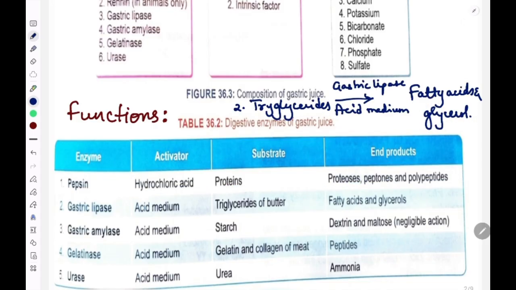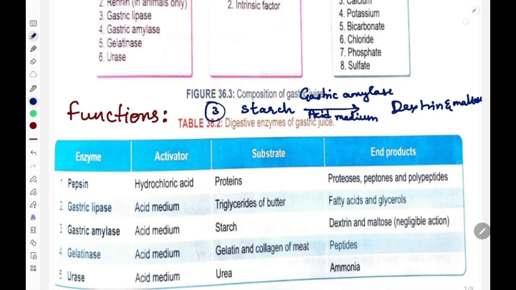Okay, the next enzyme that is present in the gastric juice is gastric lipase. As the name itself indicates, it acts on fats, on triglycerides, and in the presence of acidic medium which acts as an activator, it converts the triglycerides into fatty acids and glycerol. Okay. And the next enzyme we have is gastric amylase. This gastric amylase acts on starch in the presence of acid medium which acts as the activator, and it converts the starch into dextrin and maltose.